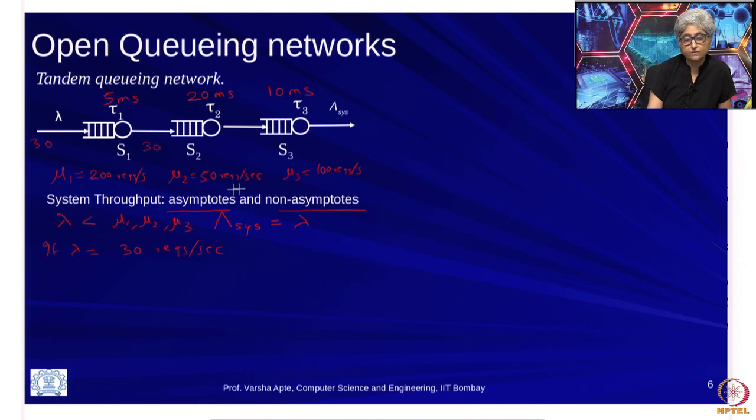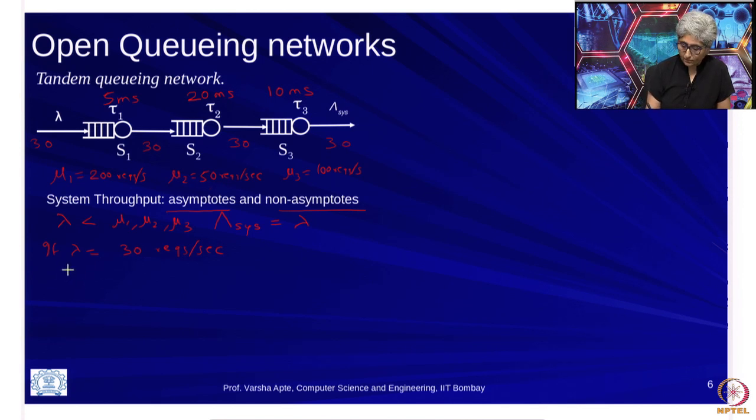Since this capacity is 50 requests per second, its output will be 30, because the laws of throughput apply individually to each of these queuing systems, right. If the capacity of this queuing system is 50 requests per second and an arrival rate of 30 is coming here, then it can do 30, and then all the way it will be 30. So if the arrival rate is less than the service rates of each of the stations, then we know that the system throughput should be equal to the arrival rate.